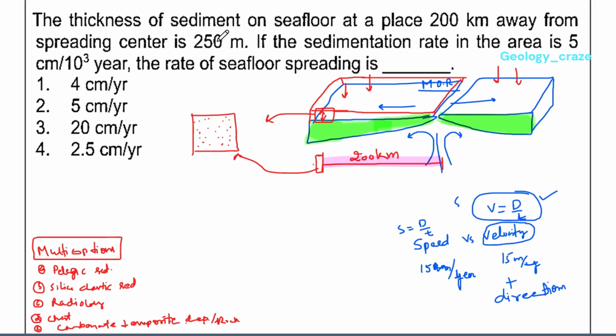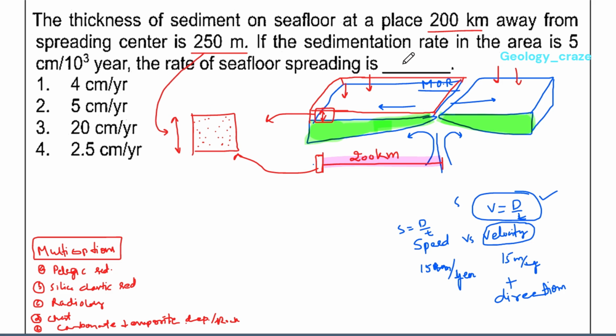The question is: the thickness of the sediments on the sea floor at a place 200 kilometers away from the spreading center is 250 meters. The thickness, meaning the height, is how much? It is 250 meters.